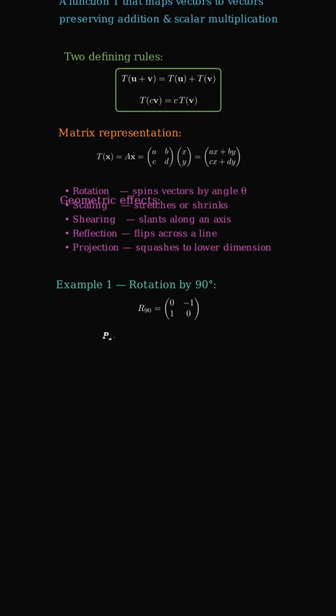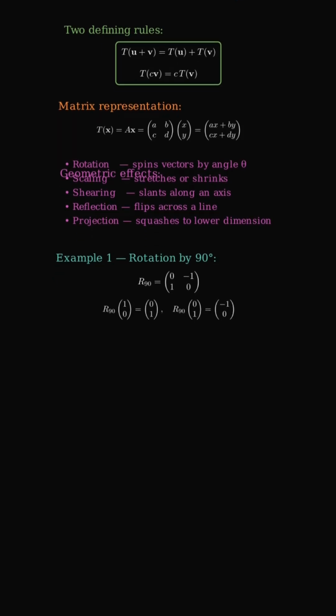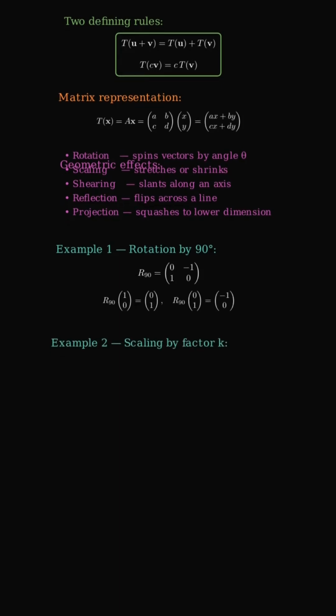Let us see some examples. Example 1, rotation by 90 degrees. There is a specific matrix that rotates every vector by 90 degrees counterclockwise. If you apply it to the vector (1, 0), it becomes (0, 1). If you apply it to (0, 1), it becomes (-1, 0). So the axes rotate perfectly.